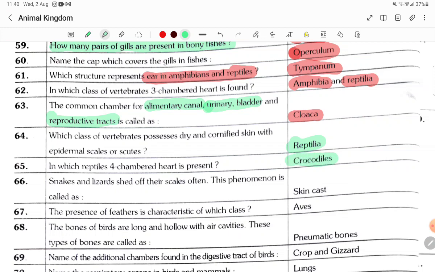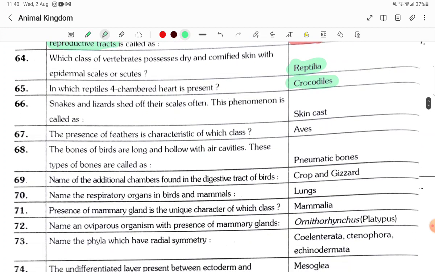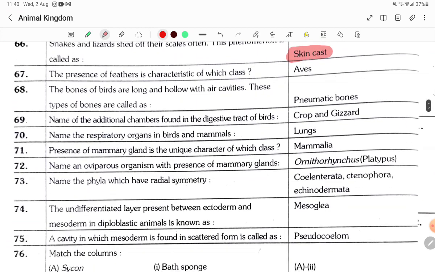Coming on to question number 66, snakes and lizards shed their scales often. This phenomenon is known as skin cast, the shedding of their skin or scales. Question number 67 is, the presence of feathers is a characteristic of which class? Feathers are the characteristic of Aves. The bones of birds are long and hollow with air cavities. These types of bones are known as pneumatic bones.